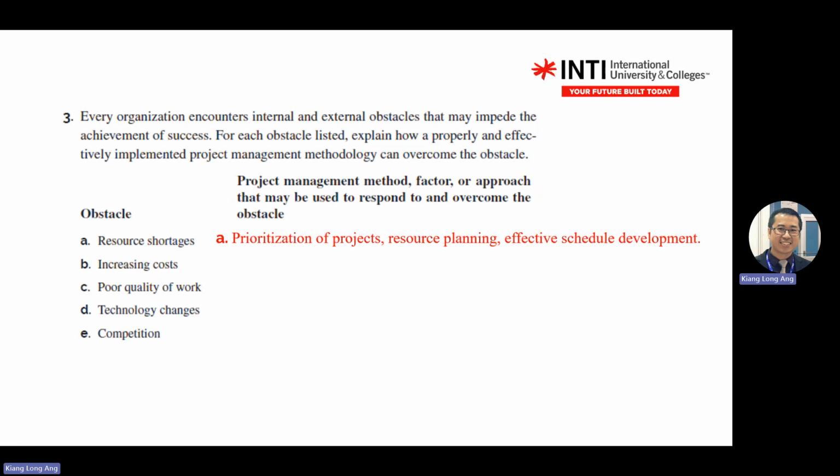So the second one, if costs are increasing, what can you do as a project manager? This is the process of success. So now the cost is increasing. What can you do to overcome these obstacles, if you are the project manager? I'll give you the sample for A already. B, what can you do?